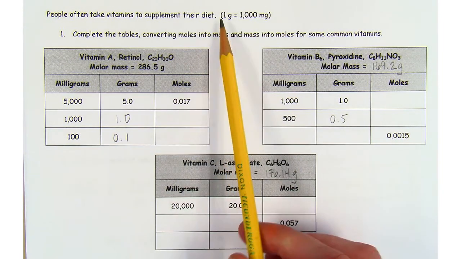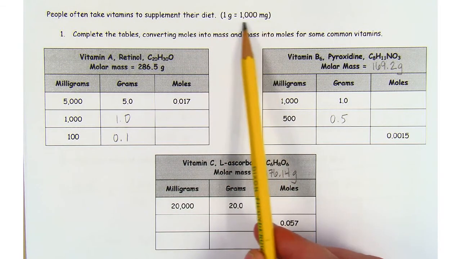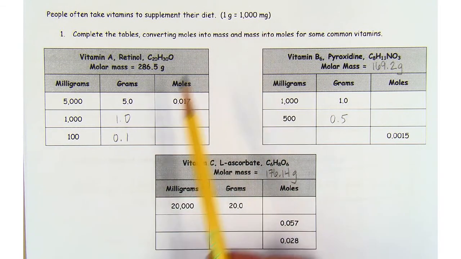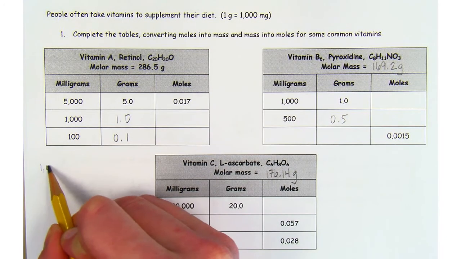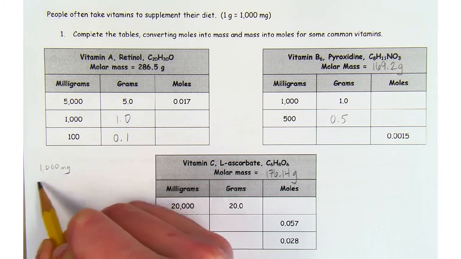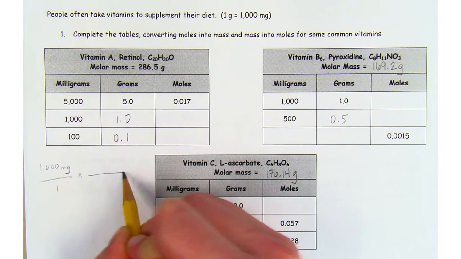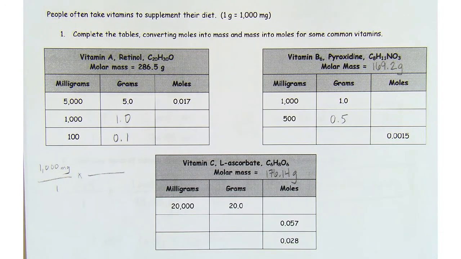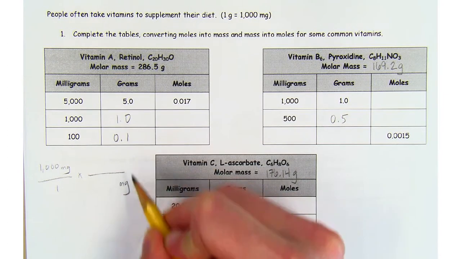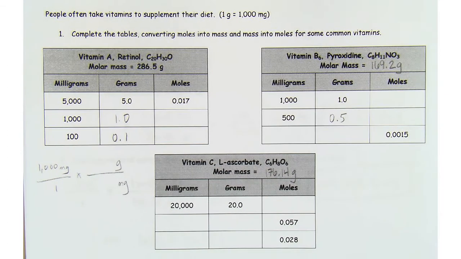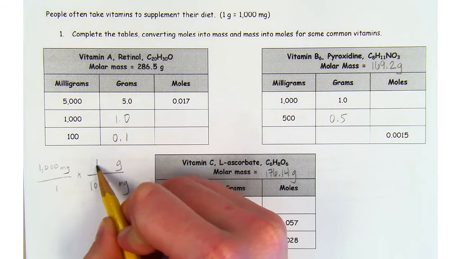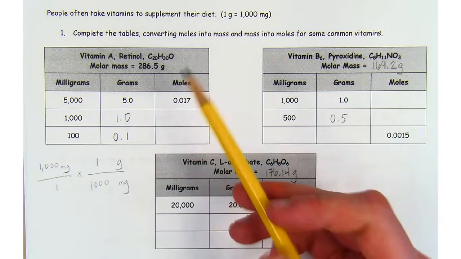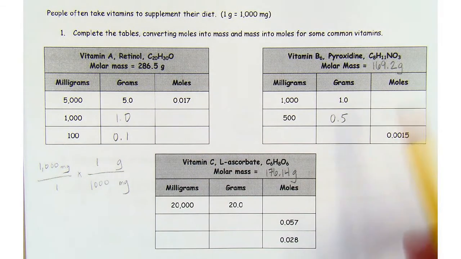Another important thing, don't miss this: 1 gram equals 1,000 milligrams. So I'm looking here where it gives me milligrams, and I need to convert into grams, and I'll give you a little example. So I take 1,000 milligrams, put it over 1. I need to cancel the milligrams, so they need to go on the bottom. Grams can go on the top. And when I look up here, I find it's 1,000 milligrams for 1 gram. So that's how I got these numbers here.